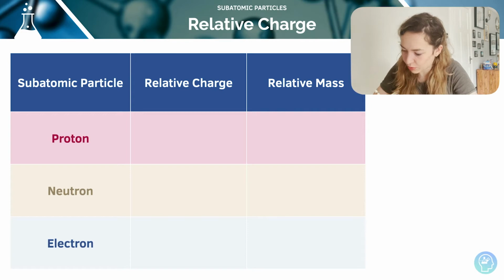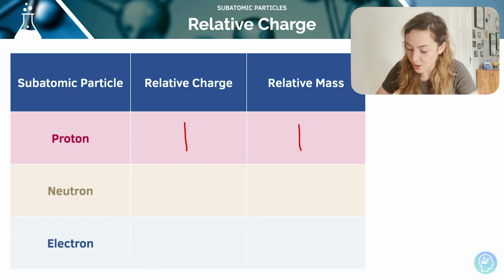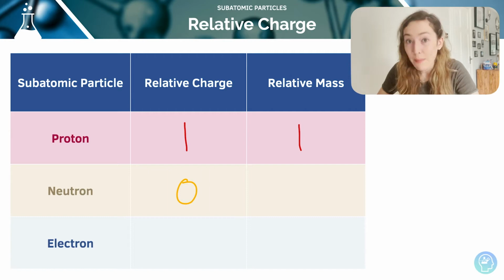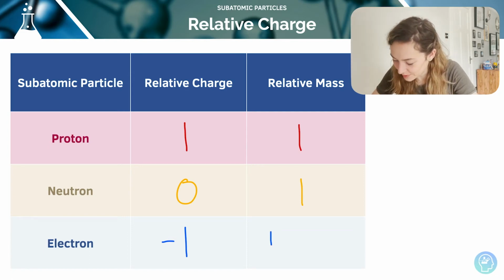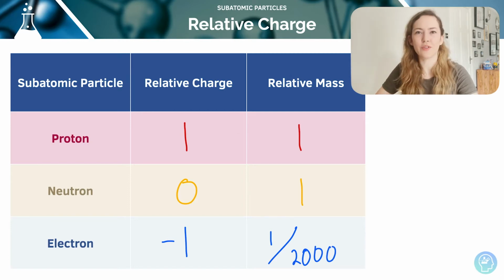We know that protons have a relative charge of 1 and a relative mass of 1. Neutrons are neutral. They've got a relative charge of 0, but they have got a relative mass of 1. And finally, our electrons have a relative charge of -1, and their mass is negligible, but if we're going to be fussy about it, and we're at A level now, 1 over 2000, so a really, really small relative mass.